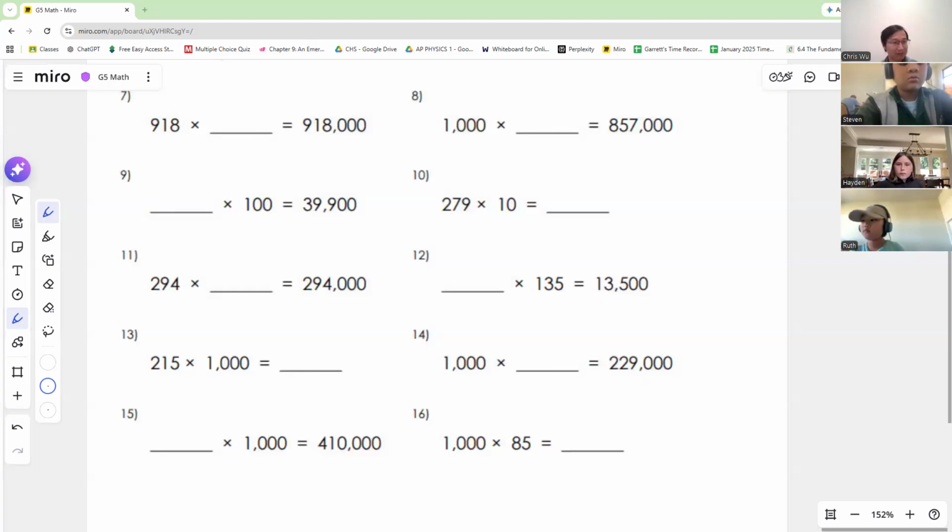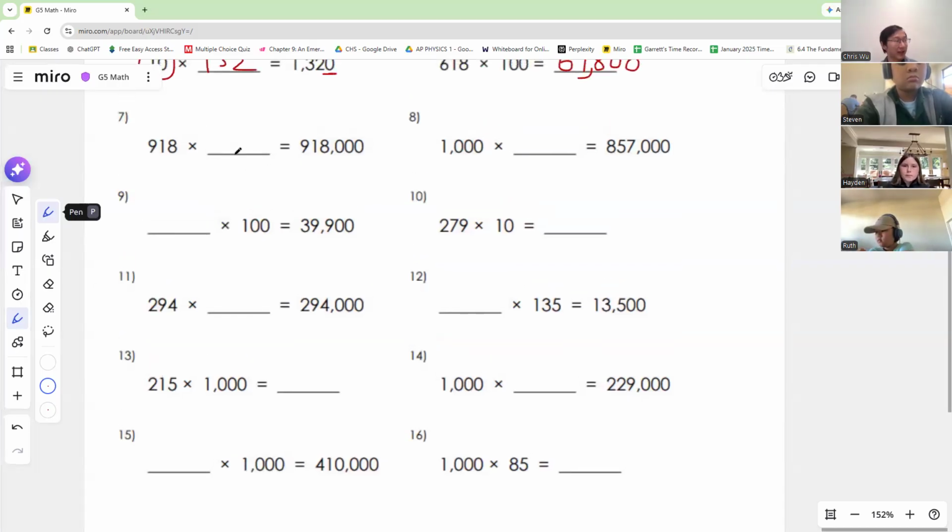All right, shall we go ahead and get started and going over them? All right, let's see number 7. Hayden, what did you get? For number 7, I got 1,000. That is correct. Good job. Number 8. Ruth, what did you get? 857. Good. Number 9, Stephen? 399. Yep, 399. Good job.